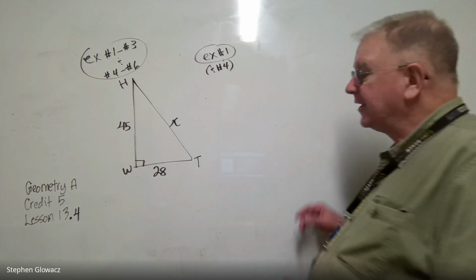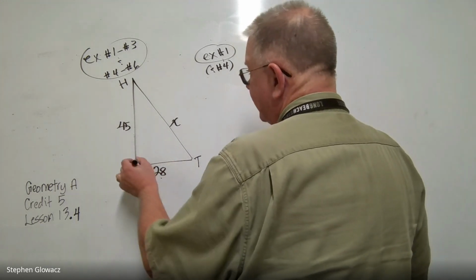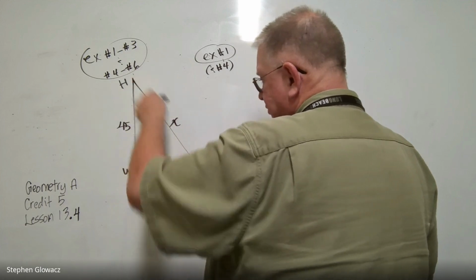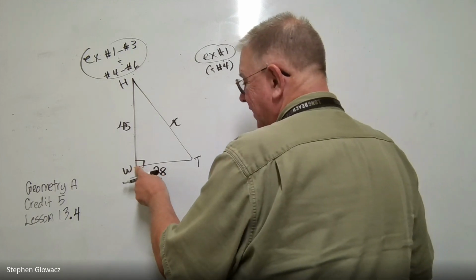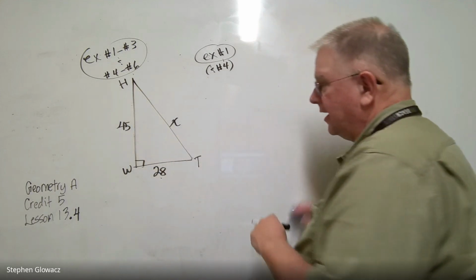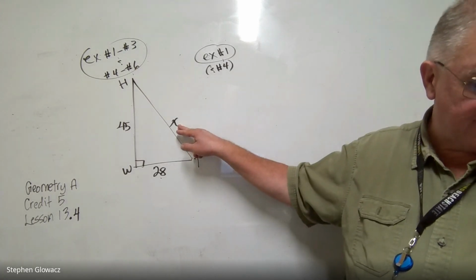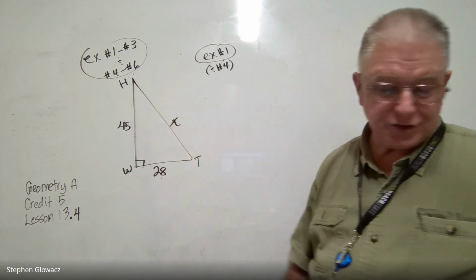Now, a couple of things we're given. We're given the lengths of two of the sides. WT is 28, HW is 45. So the only missing side is HT. Also, we know that angle W is a right angle. So the only missing angles are angle H and angle T. So only three things to find. The length of HT, we'll do that first, and then we'll find angle T and then angle H.